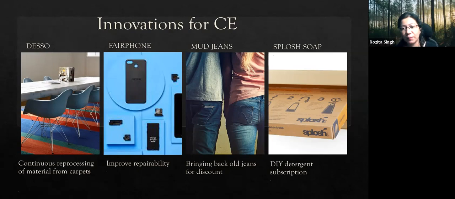Desso is a Dutch carpet company, and what they have done is redesign their carpet tiles so that they can be disassembled and their yarn can be reprocessed several times for new products. On the rightmost side, you see the subscription model of this startup called Splosh Soap, which means that instead of always buying those horrible new single-use plastic bottles for your detergents, you can purchase a starter box subscription service, and inside the bottle you will find a sachet of, say, concentrated liquid, and you add your warm tap water and you can make your own detergents and cleaning agents at home.